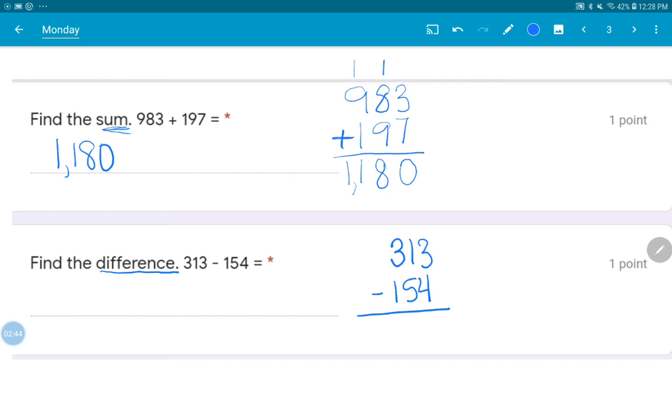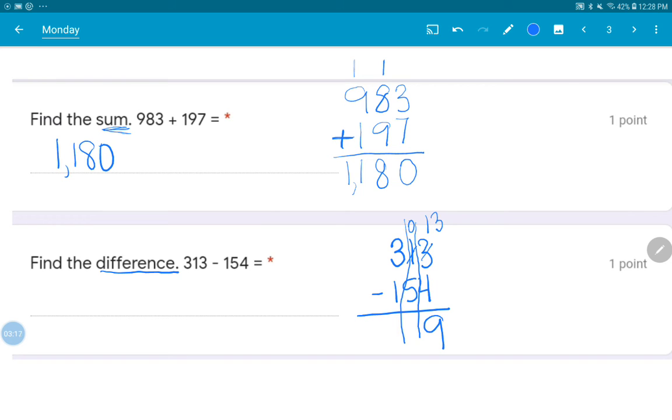So who wants to solve? Tell me how you solved that one. What'd you do, Ainsley? So I put the lines in between it. Okay, to separate your place value? Like this? I didn't line mine up very good. And then I tried to do 3 minus 4, but I couldn't, so I went to the 1 and took the 1 away. And then it was 13. And then I got 9.